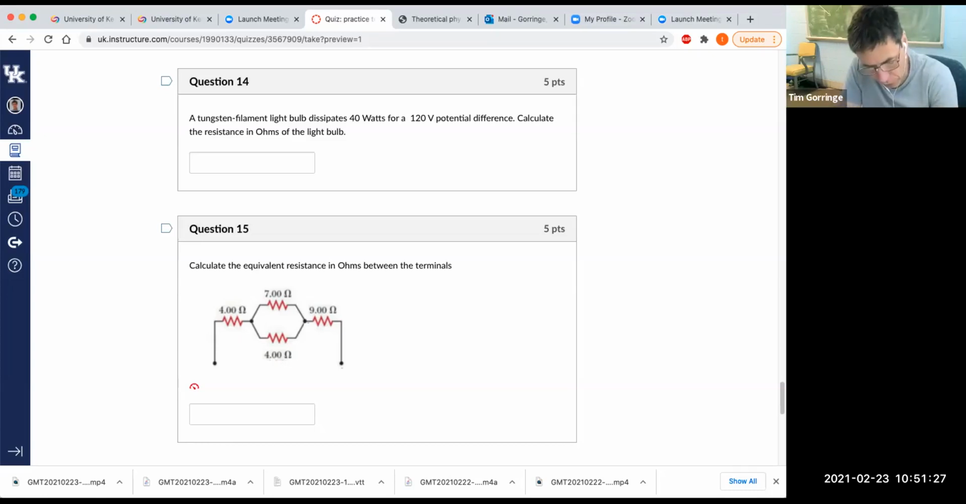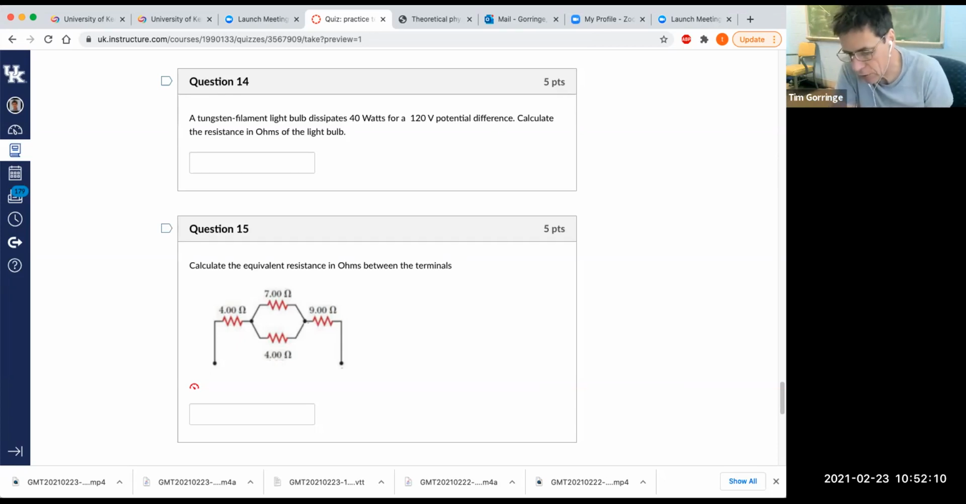Okay, question 14. In question 14, we've got a light bulb with a tungsten filament. It's a thin wire inside an old-fashioned light bulb. We're told that the filament acts like a resistor. That filament has 120 volts potential difference across its ends or terminals, and it dissipates a power of 40 watts, 40 joules per second. And we've got to calculate the resistance of the filament, or the resistance of the light bulb.